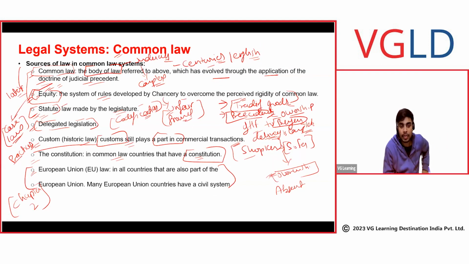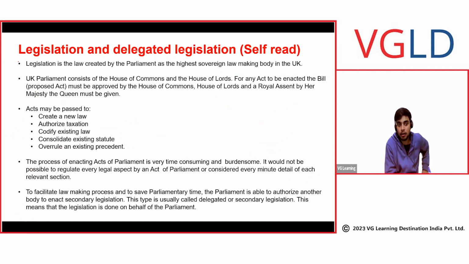So when we talk about delegation legislation, we'll discuss this in chapter number 2. Delegation legislation is basically where not only parliament but other authorities also make the law. So this is for yourself because this is dedicated for the UK, like how in the UK the law is enacted not only from the parliament but also from the other houses.